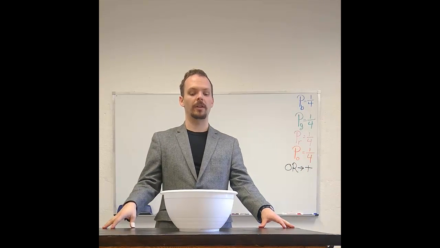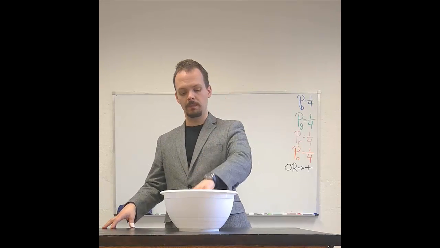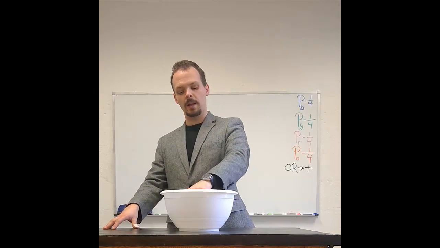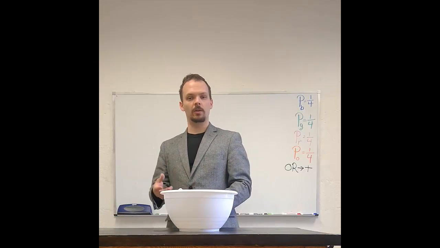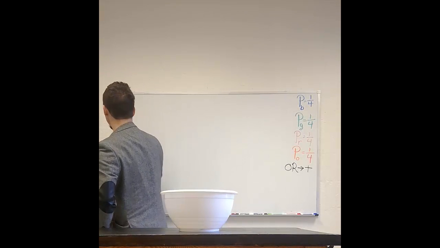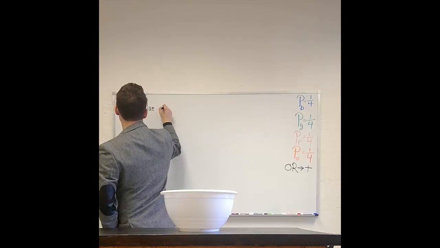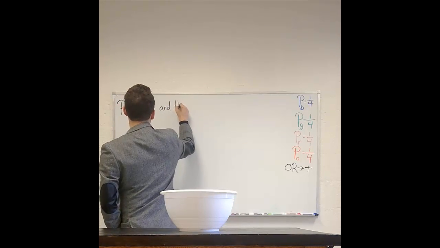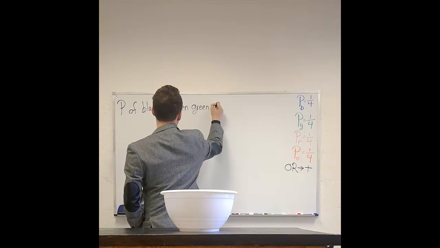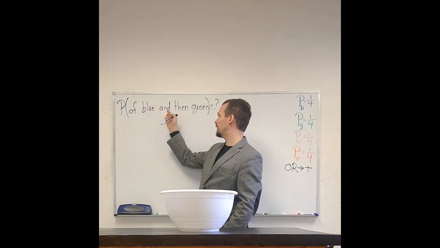Now let's move on to a different question. What's the probability of me reaching in, pulling out the blue, putting it back, and then reaching in, pulling out the green, and putting it back? This is the question we're looking to answer. So to write it down, we want to know, what is the probability of blue and then green? What's the probability of blue and then pulling out a green?